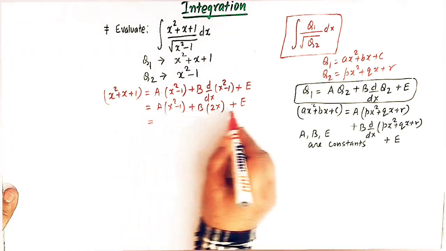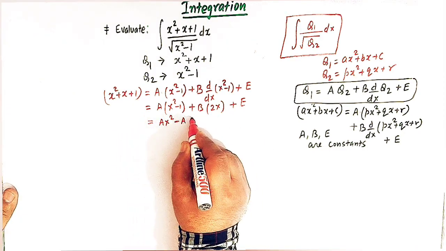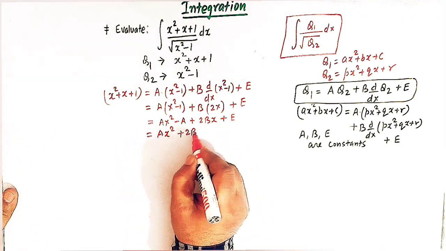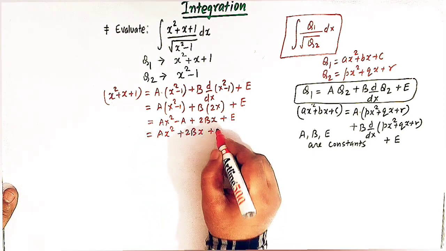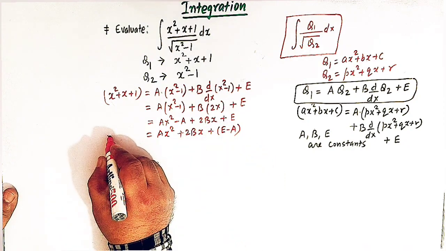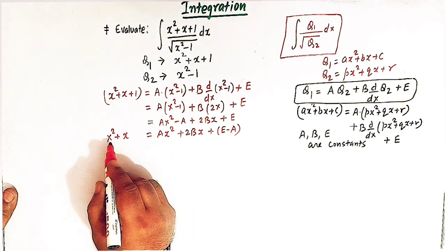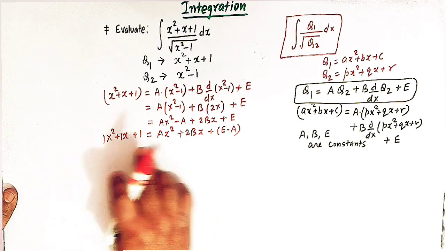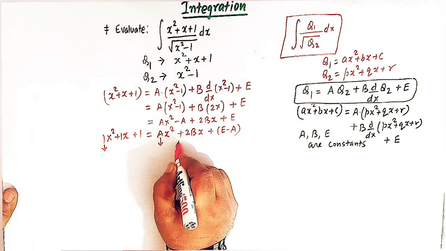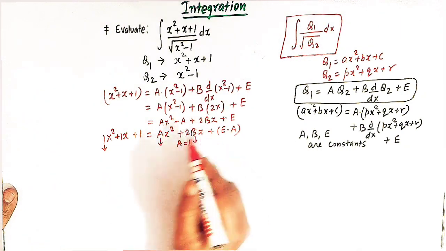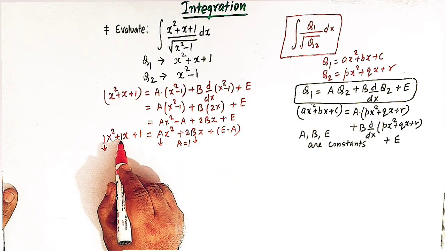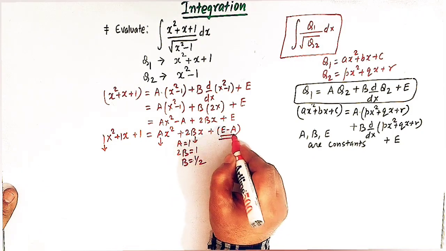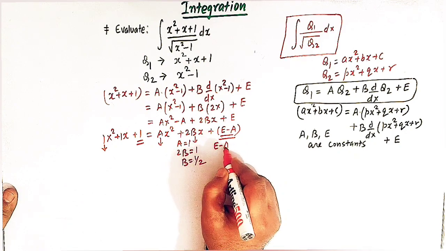So now let us rearrange the terms here. So we have ax square minus a plus 2bx plus e. So we have ax square, then we have 2bx, and then we can collect these two terms, so we have e minus a. Okay, so now the left hand side is x square plus x plus 1. Here the coefficient of x square is 1, and the coefficient of x is 1. So comparing both the sides, the value of a is equal to 1. The coefficient of x is 2b, and here the coefficient of x is 1, so 2b is equal to 1, so b is equal to half. And the constant term, that is e minus a, is equal to 1.